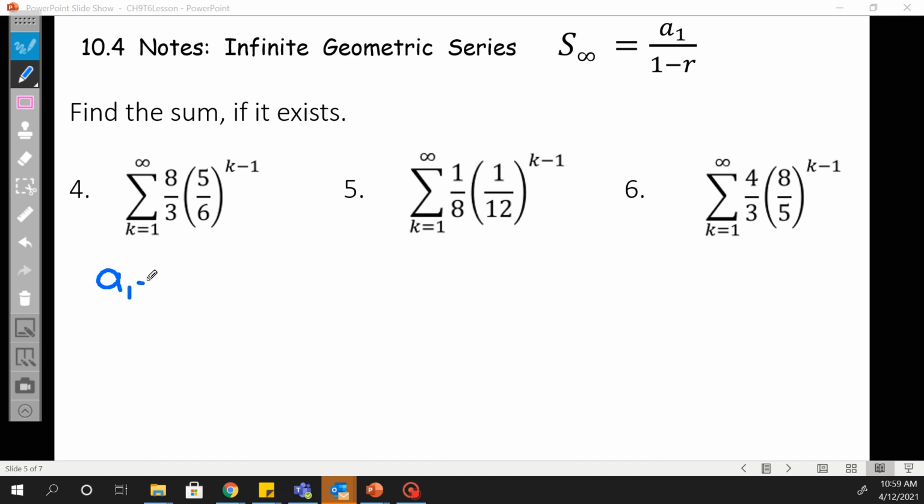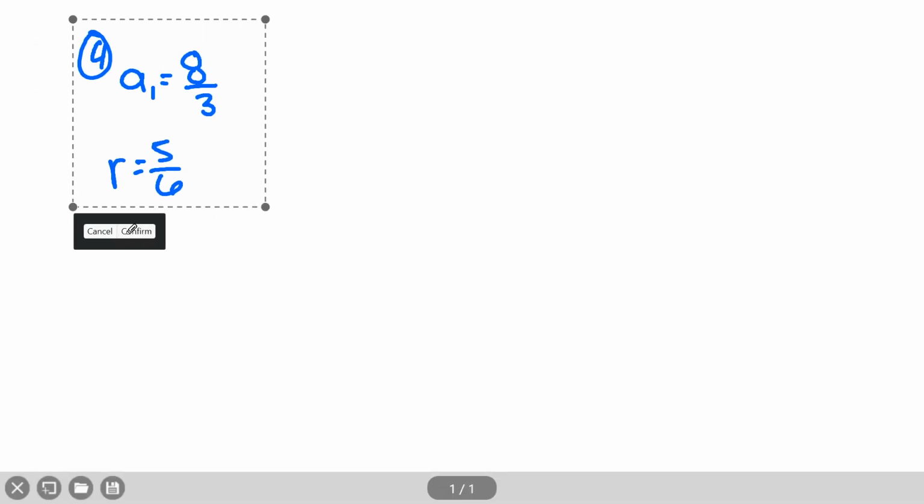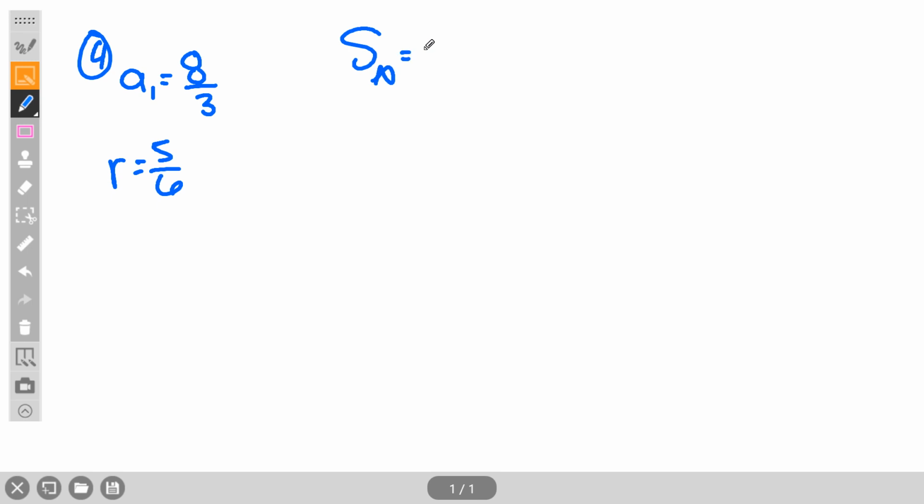Okay, so for number 4, A1 is 8 over 3, R is 5 over 6. First, check to see that there is a sum, okay? Because if your R is not between -1 and +1, there's not a sum. However, for number 4, there is a sum. 5 over 6 is between -1 and +1. So let's just plug this into the formula, A1 over 1 minus R. Simple enough. So 8 over 3 over 1 minus 5/6.